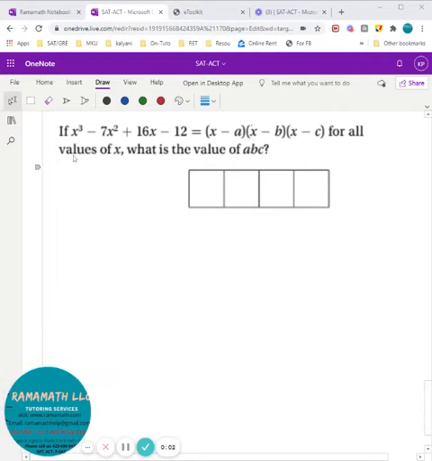So first of all, when you see a cubic polynomial, one way you can do this question is by finding the factors. Finding the factors means you can use synthetic division. So let's say x is 2. If I plug in 2 here, that's going to be 2 cubed minus 7 times 2 squared plus 16 times 2 minus 12. So that's 8, and this is 4 times 7, 28, and this is 32 minus 12.